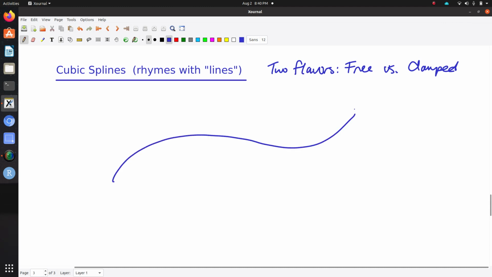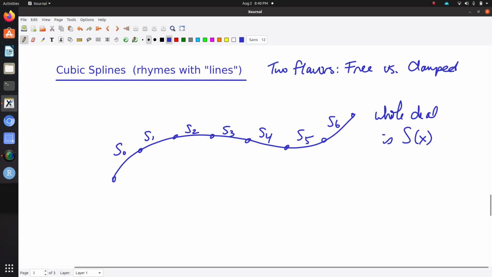So what you want to imagine is a whole bunch of cubic interpolary functions connected end to end. And the whole thing is just S, but we're going to break it up into S0, S1, S2, and so on, up to the very last one, however many there are. Okay? So the whole deal is just called S of x. That's for the spline. Okay? N pieces. In this case, n is 7.